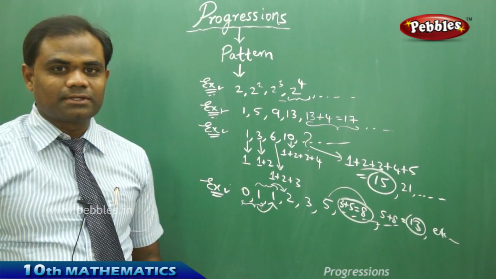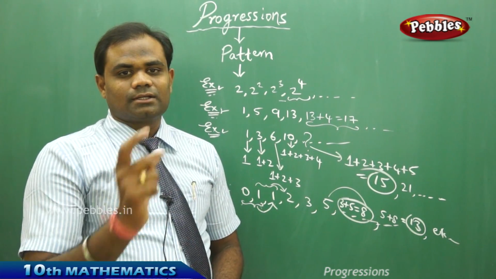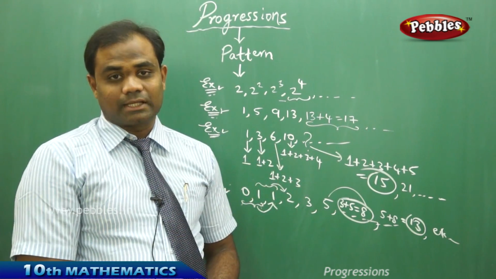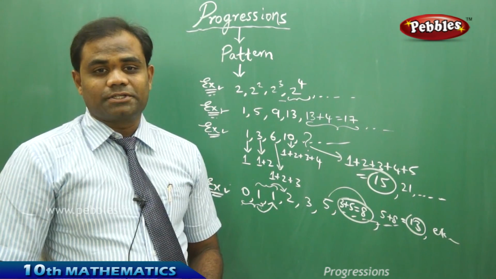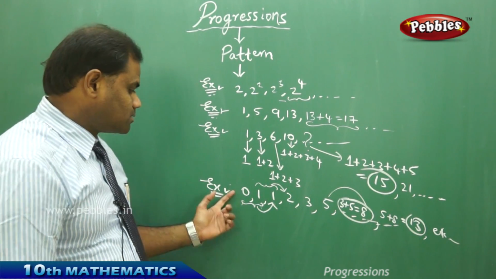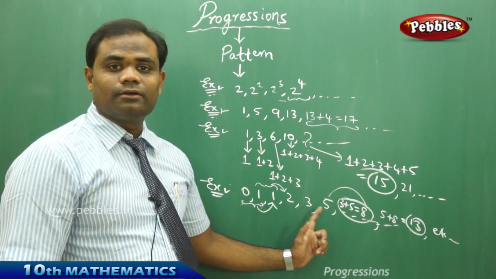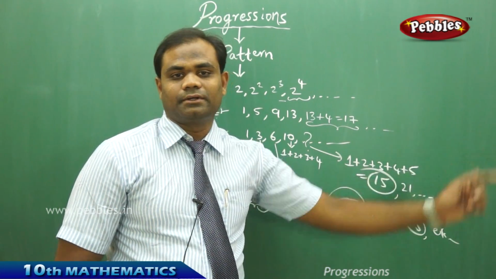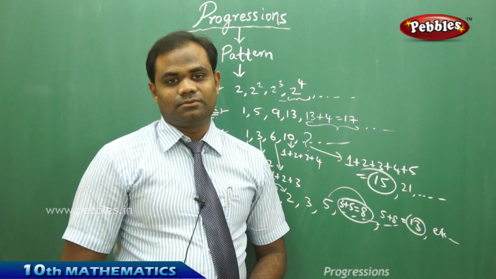So this kind of a sequence where the next term is the sum of the previous two terms successively is called a Fibonacci sequence. The terms being 0, 1, 1, 2, 3, 5, 8, 13, etc. is called a Fibonacci sequence.